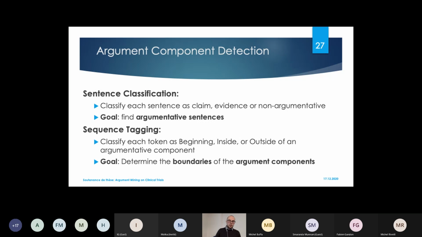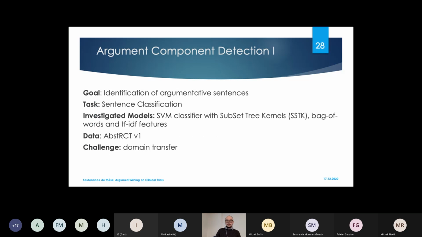And for a more fine-grained classification, you do a sequence tagging, so you classify each token as beginning, inside, or outside of an argument component. And here the goal is to determine the exact boundaries of the argument components, because there can be multiple components, for example, in a sentence, or a component doesn't necessarily span the full sentence.